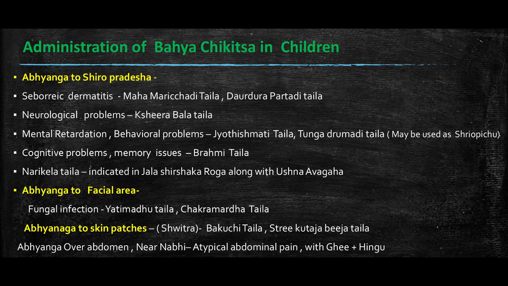Next, Abhyanga for skin patients, especially in Shvitra. Abhyanga is quite useful, especially Bakuchi Taila or Stri Kutaja Bija Taila. They are quite useful in certain skin patches like Shvitra. Abhyanga over the abdomen near the nabhi is usually traditionally practiced also. For atypical abdominal pain in the abdominal area, Abhyanga with ghee and hingu is usually followed, and that is also quite beneficial.